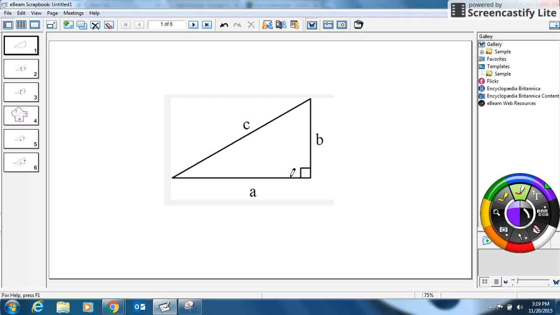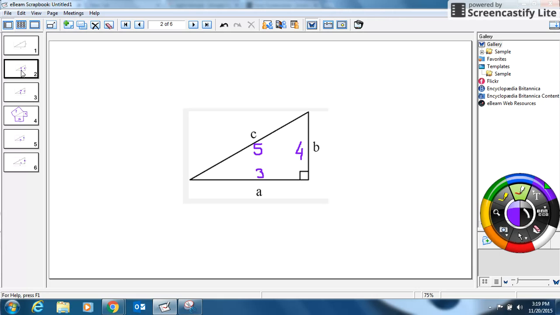And there's some really cool things we can do with right triangles. And we're going to show you that today. So we're just going to kind of go through it. And before I tell you what Pythagorean's theorem is, we're just going to see if you can kind of discover it on your own. So let's get started.